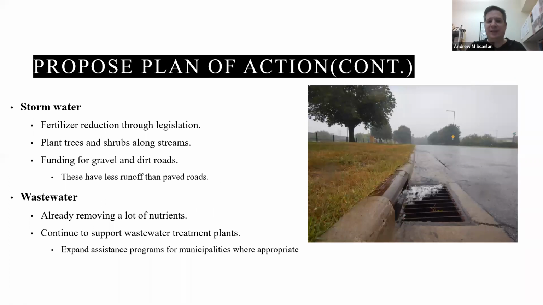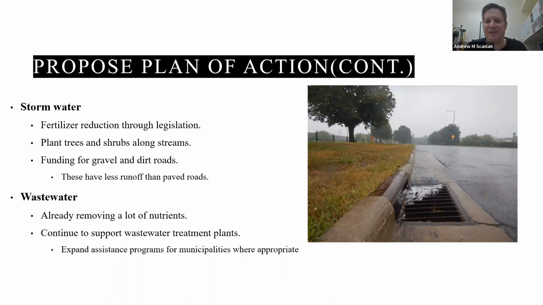Some other proposed plans of action: DEP is to look at stormwater and wastewater. Again, these are sources of non-point source pollution. With stormwater, have fertilizer reduction through legislation. So reduce the amount of fertilizer that people put on our lawns or golf courses or farms and things like that, and enforce this through legislation. Plant trees and shrubs along streams, kind of going back to the forestry plan from the last slide. And also funding for gravel and dirt roads.